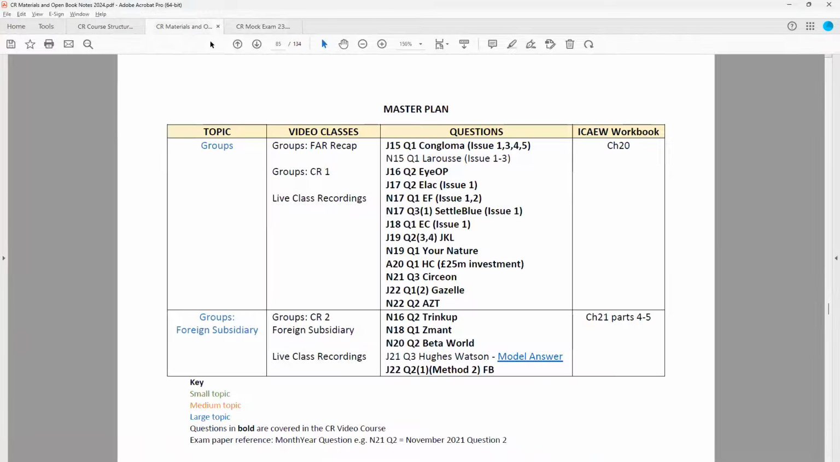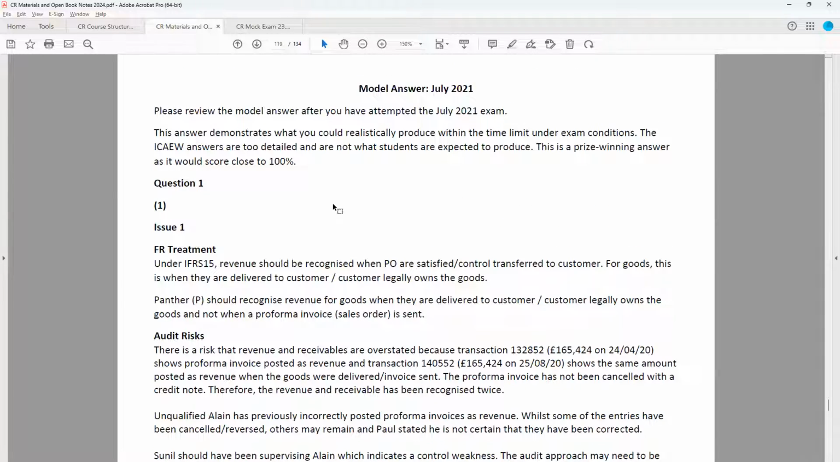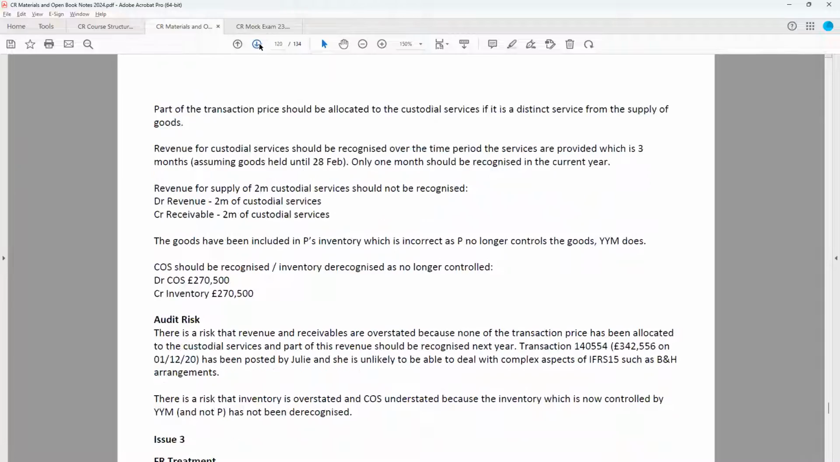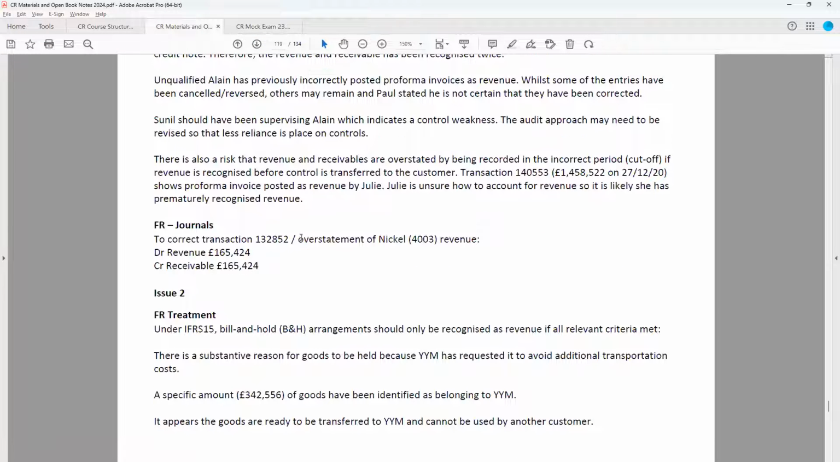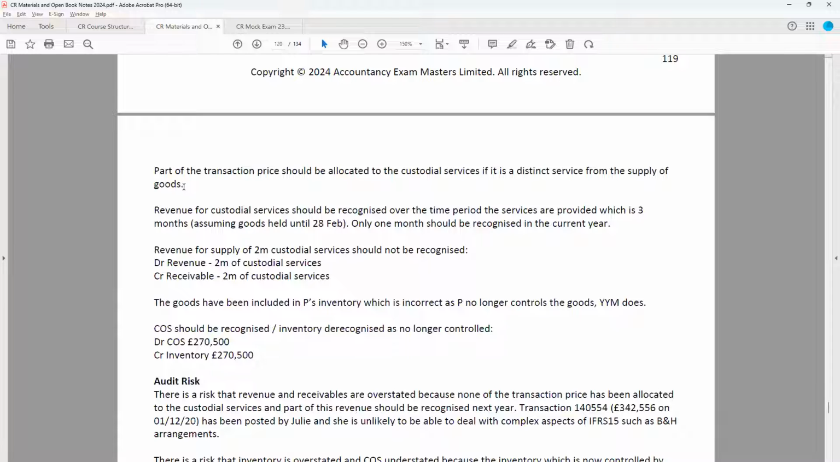So to give you an example, during a video course I work through lots of questions, and our materials have one of my model answers in here. So this is an answer in full to the July 2021 exam. But to give you an example of what I mean, in issue 2, identifying the relevant part of the standard should be a relatively easy mark to get, because you've obviously got your notes to help you as well. And then apply it to the scenario, and calculate the numbers.